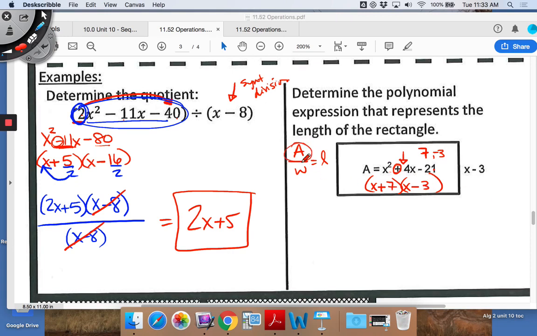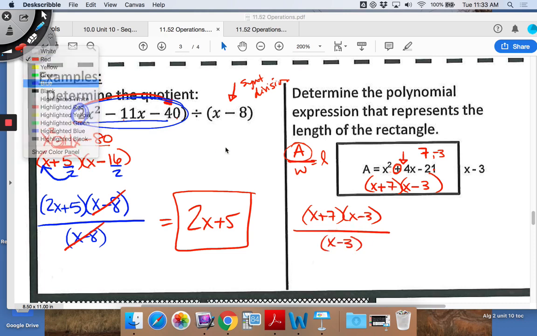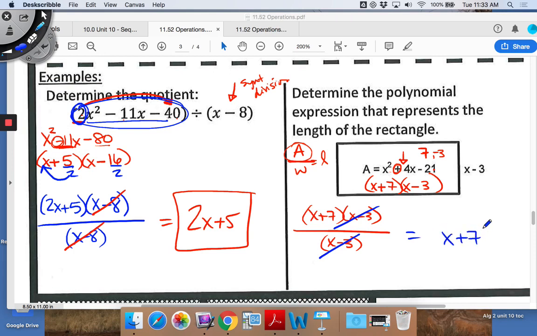So since I'm going to do area divided by width, I would write the area divided by our width over here. And I'm going to cancel out any common factors, and so my answer would be x plus 7. So factoring worked on both of those, and so that's what's nice. It's actually pretty quick, but we're going to do some extra examples.